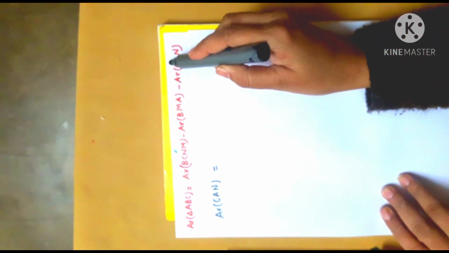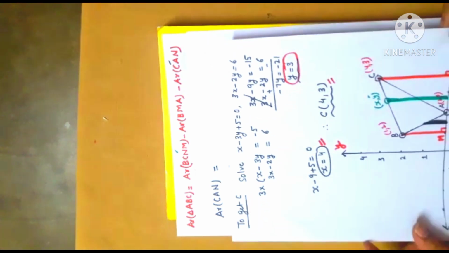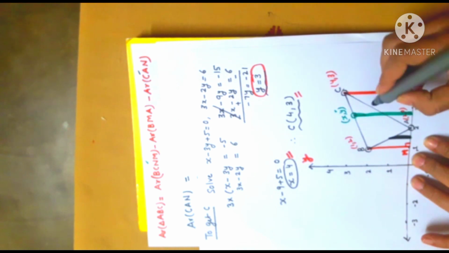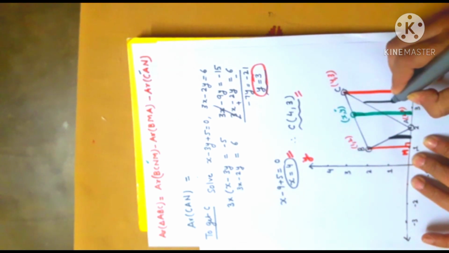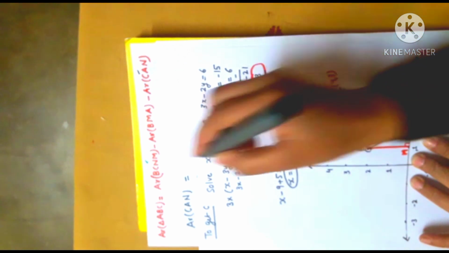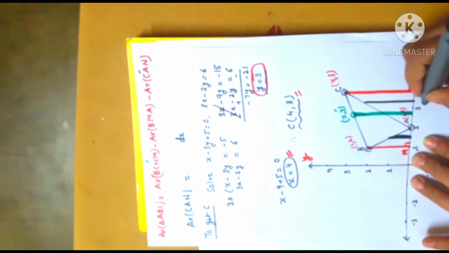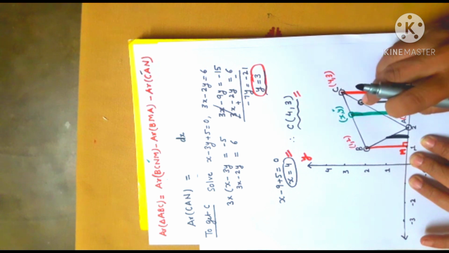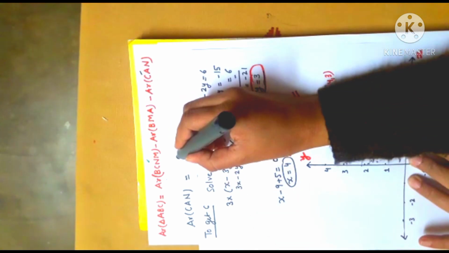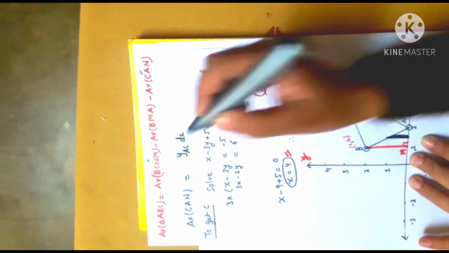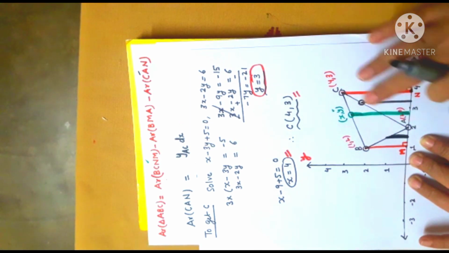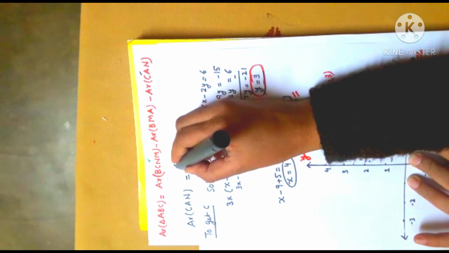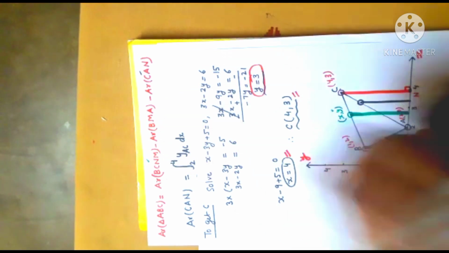Now I will evaluate the area of this region. For that, I'll consider a vertical strip in the region CAN. Let this be the vertical strip. Right? Width of the strip will be dx. Length of the strip will be equal to the y coordinate of this point. This point lies on AC. So it will be y of AC. Now to cover this region, that is CAN, the strip will move from 2 to 4. So limits of integration will be from 2 to 4.